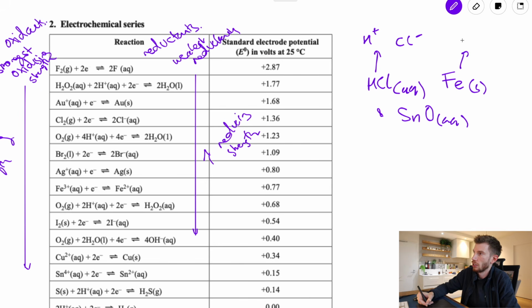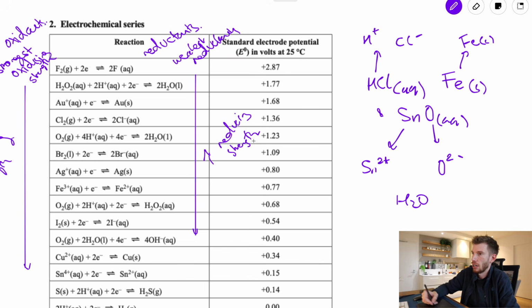Then you've also got solid iron, nothing changing there. Then here, the tin oxide, we assume the oxygen's in the -2 state, right? So we have O2-, and we also have tin, which must be in the 2+ state to have balanced that negative into neutral. And then finally, because it's aqueous, it also means we have water available. So we've got to find all of these things.